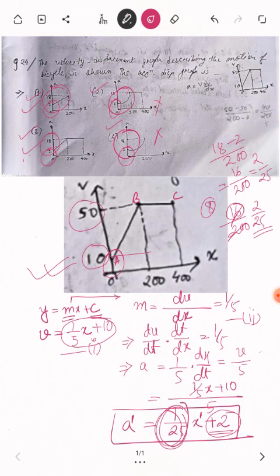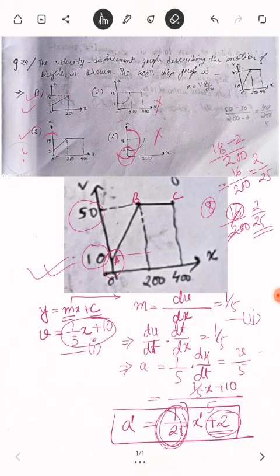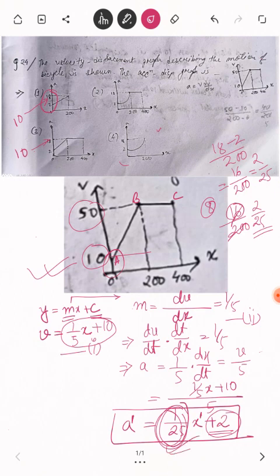So this is not 18, it should be 10. That means 10 minus 2 is equal to 8. I need to correct this one. This is not 18, this is 10. So the slope is 1 by 25.